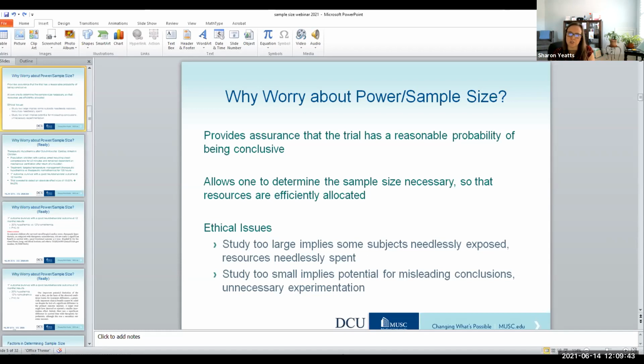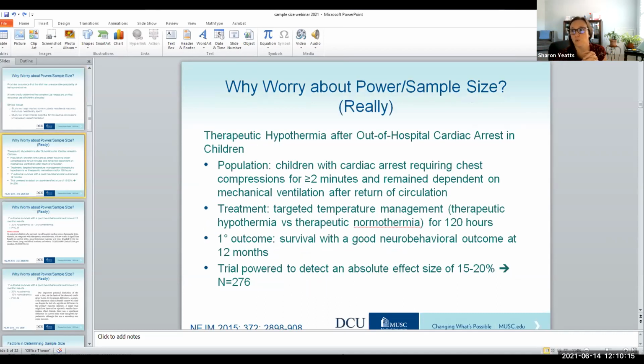And of course, there are some ethical considerations. A study that's too large means that we're exposing subjects when we didn't have to, and that is costing more money than we could have spent. And a study that's too small implies the potential for misleading conclusions. And again, if it's too small and we're not going to be able to answer our question, then the experimentation is really unnecessary. From a practical standpoint, we worry about power and sample size so that we feel confident that we're answering the question of interest as well as we can, right?